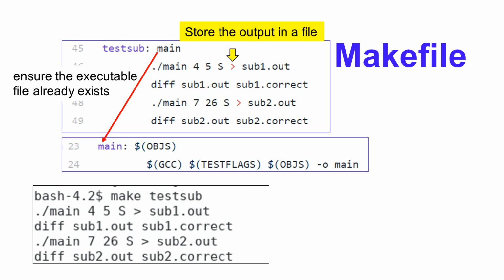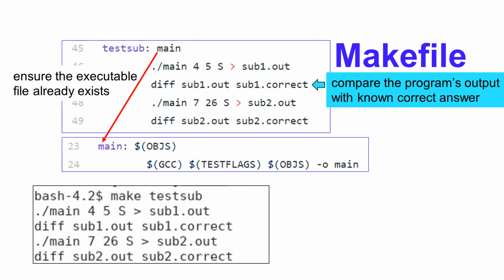The greater than sign here is called redirection. It redirects the output from the computer screen to a file. This is necessary because if the output is shown on the screen, a person needs to sit in front of the screen and read it. If the output is saved in a file, then there is no need for a person to sit in front of the screen. The program's output is saved in this file called sub1.out.